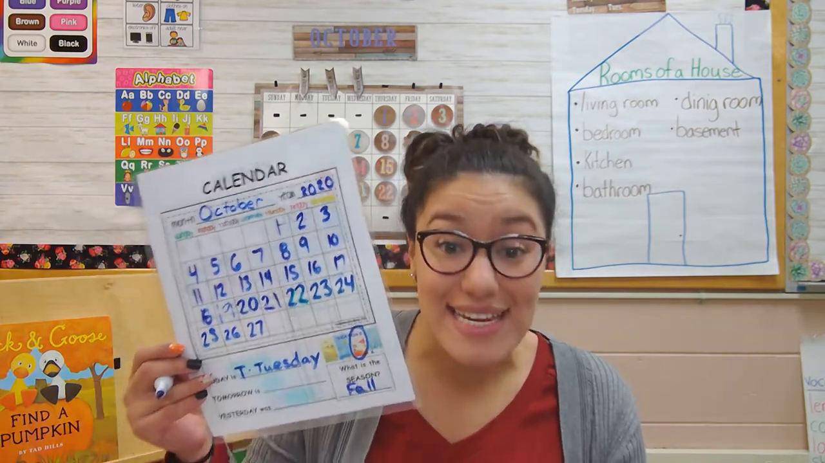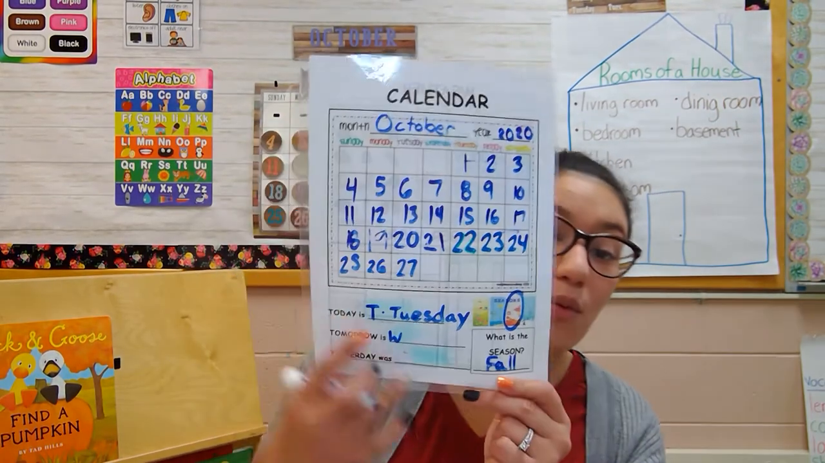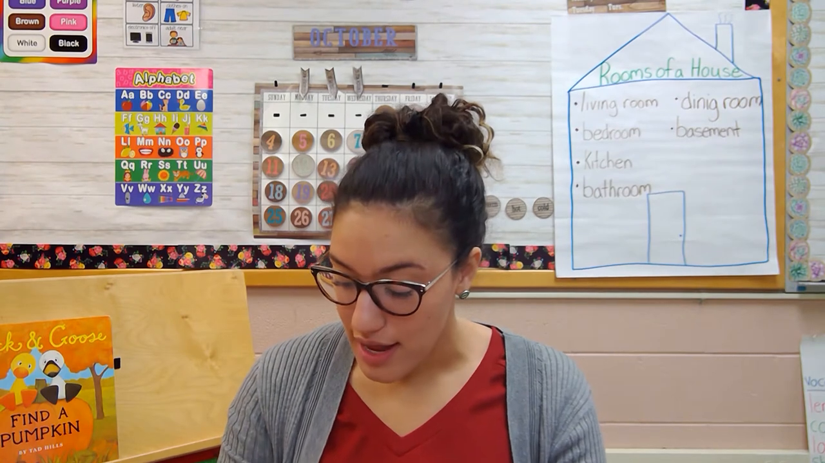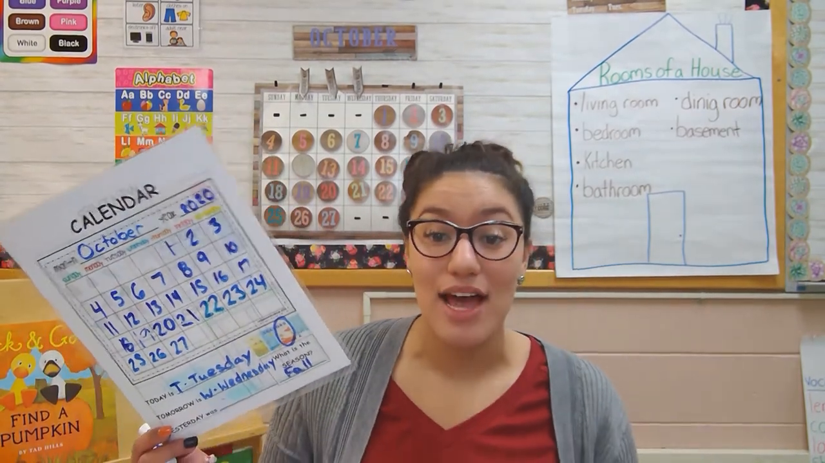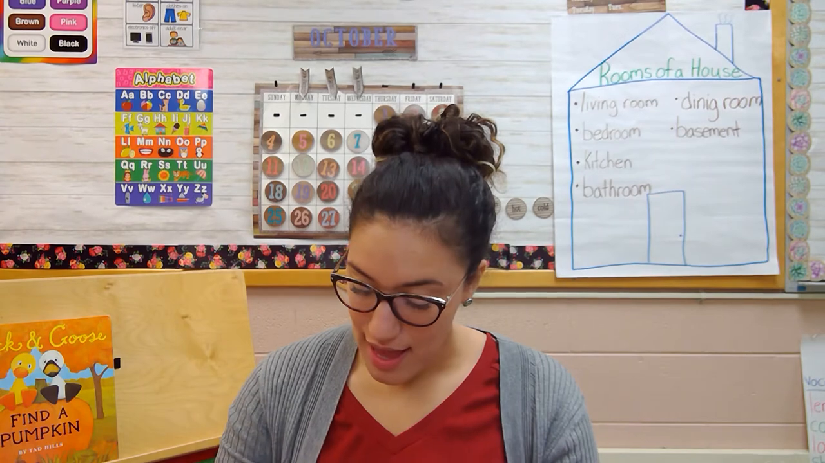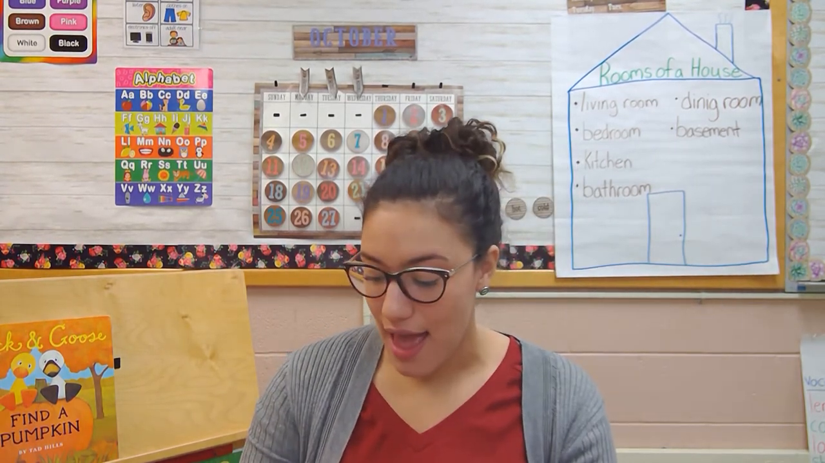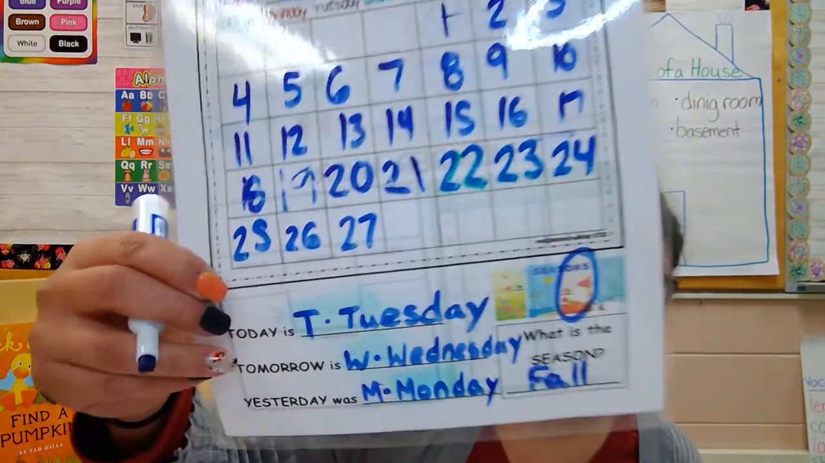Tomorrow is Wednesday. So what letter do we put? Wednesday. Now, if you want to spell out the whole word, it is W-E-D-N-E-S-D-A-Y, Wednesday. Now, yesterday was Monday. So what letter? M. Now, if you want to spell out the whole word, it is M-O-N-D-A-Y.